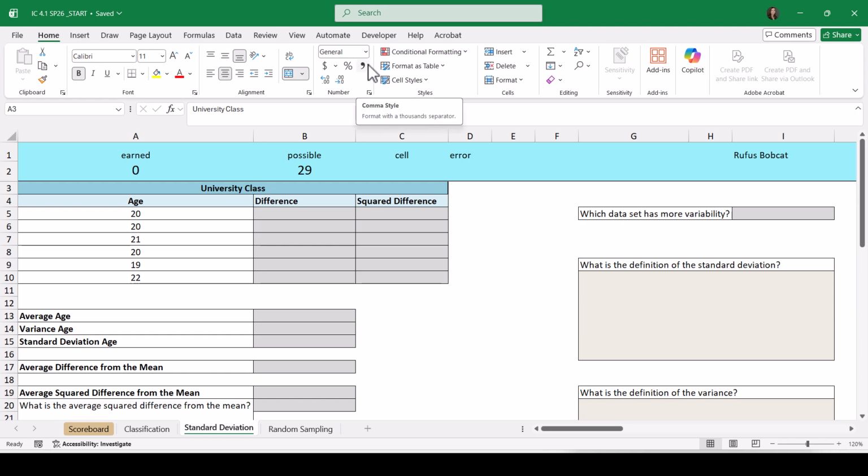In this video, I'm going to go over the standard deviation tab. So the standard deviation is a measure of variability. So it represents how different or similar your data points are to each other.